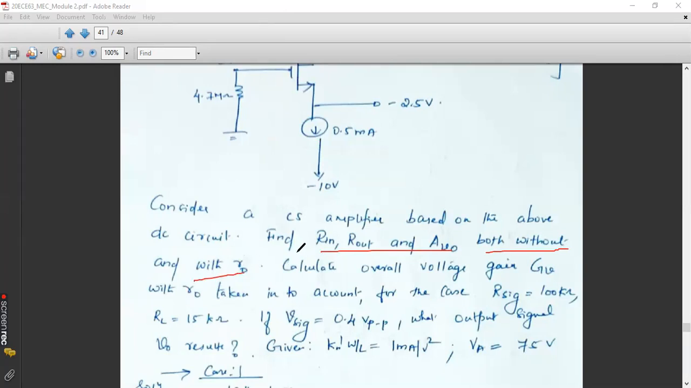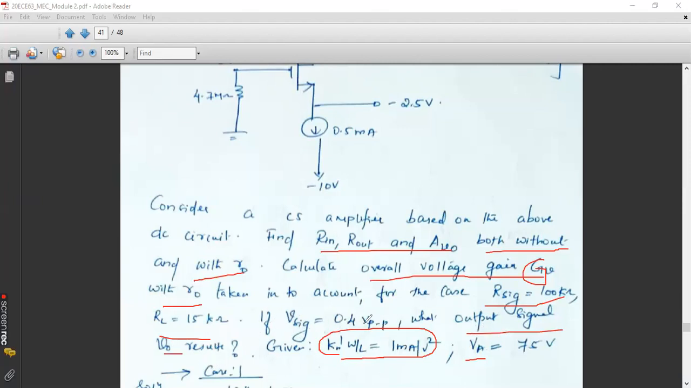See, this question is very important. If you have any doubts in between, you can post and ask me. After this, we have to calculate the overall voltage gain GV, again with R0, and all the parameters are given to you. Recall the circuit diagram of a common source amplifier. In that we have a signal resistance RSig, the load resistance, the threshold, K dash W by L value, then the early voltage value, and finally we have to find the output signal V0 for a given input value.